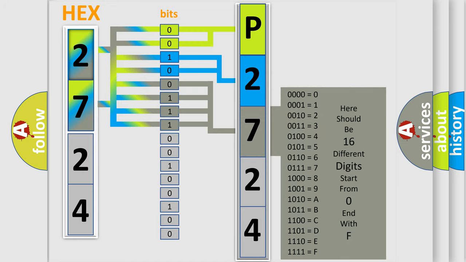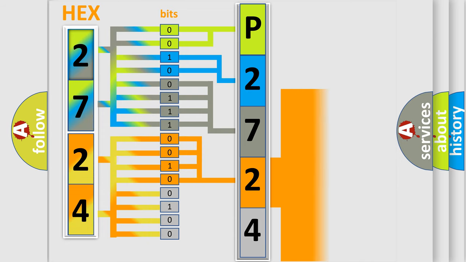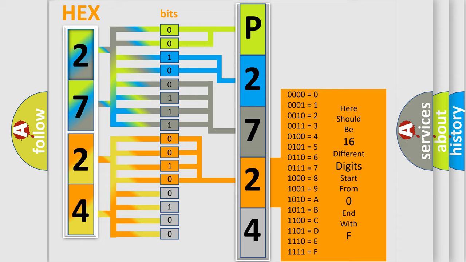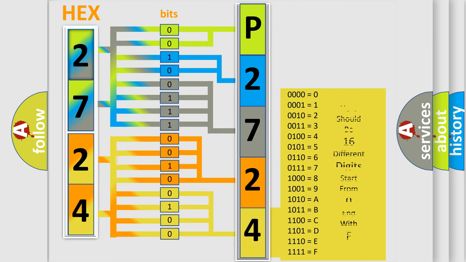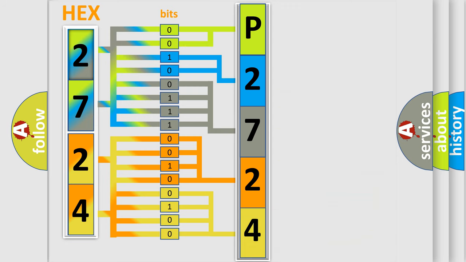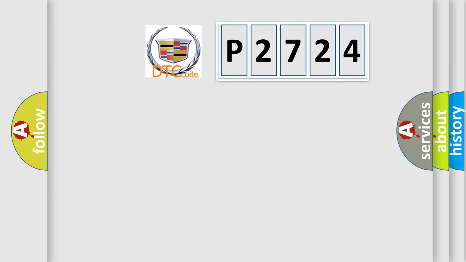The second byte is composed of a combination of 8 bits. The first 4 bits determine the fourth character of the code, and the combination of the last 4 bits defines the fifth character. A single byte conceals 256 possible combinations. We now know in what way the diagnostic tool translates the received information into a more comprehensible format. The number itself does not make sense to us if we cannot assign information to what it actually expresses. So, what does the diagnostic trouble code P2724 specifically mean for Cadillac vehicles?